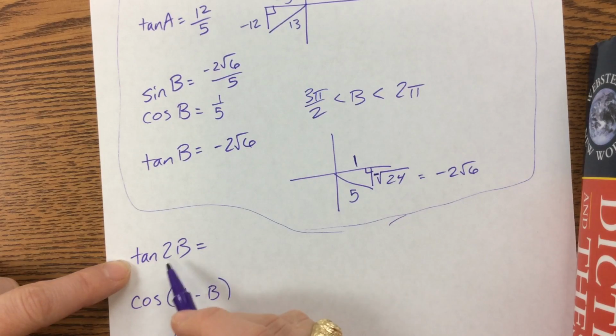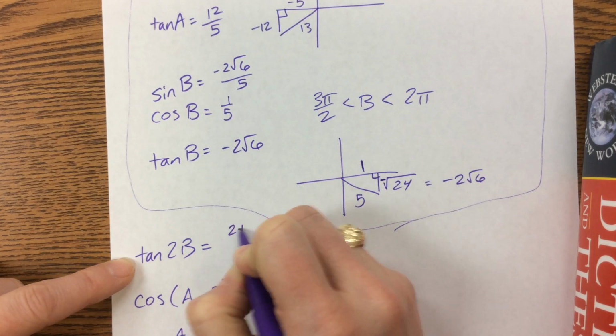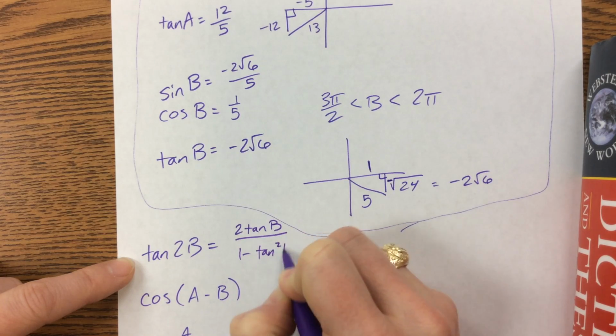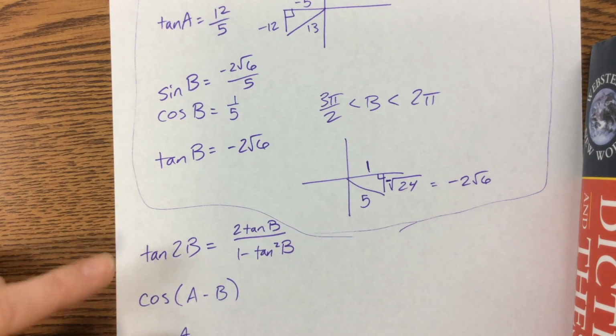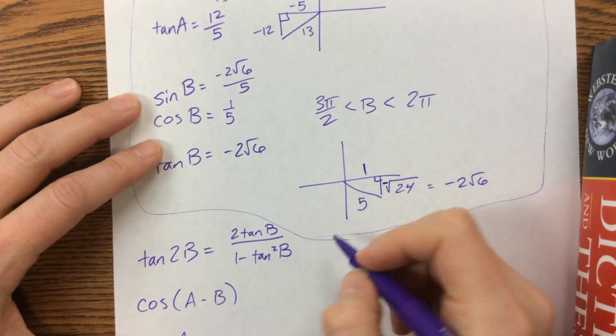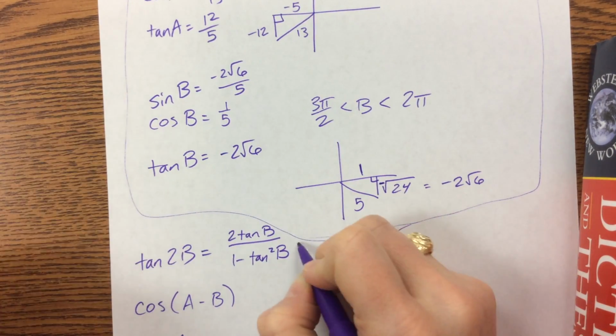So say they do tangent of 2B, then that's 2 tangent B over 1 minus tangent squared of B. Sorry, I had a knock at the door.